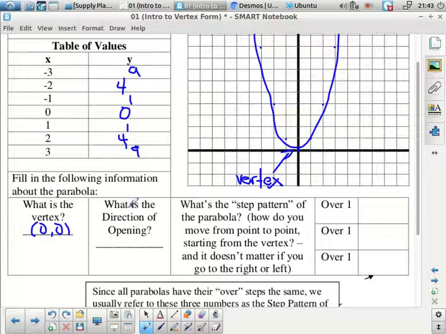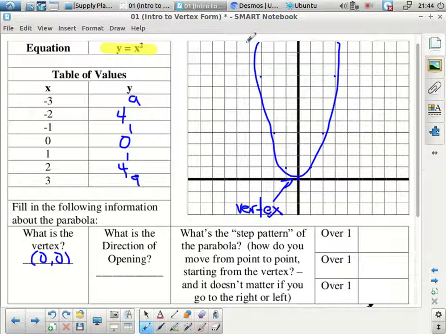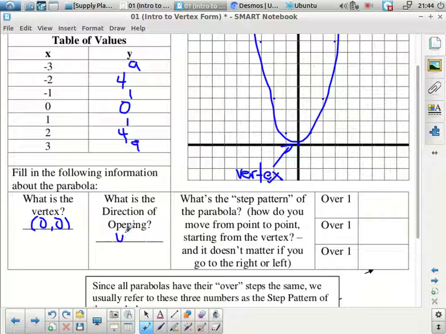Second part, what is the direction of opening? Just like lines can have a positive or a negative slope, they can be pointing up or pointing down. A parabola either opens up, so this is opening up, where I have a low point and it goes up on either side. So this one's going to be up. If my parabola was facing the other way, so if it looks something like this, that would be opening down.